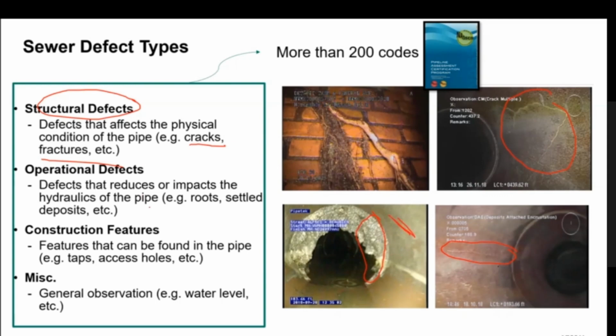Operational defects are the ones that impact the hydraulics of the pipe. So here, for example, this attached deposit is reducing the capacity of that pipe. And there are some construction features: in case there is a tap or lateral inside that pipe, they record it, and some other miscellaneous defects.